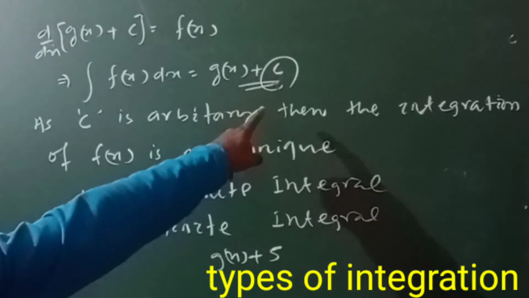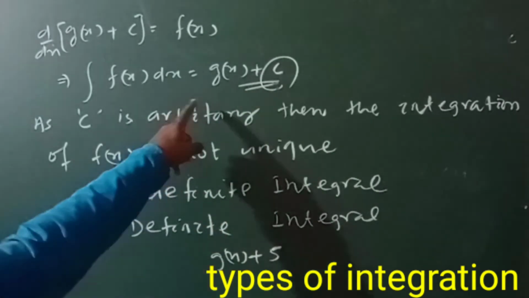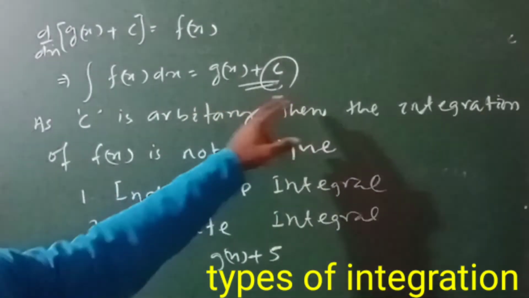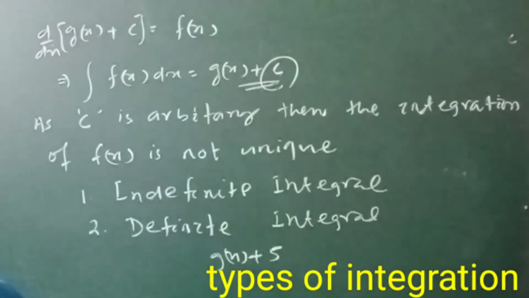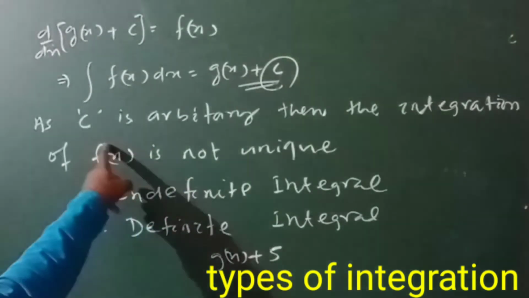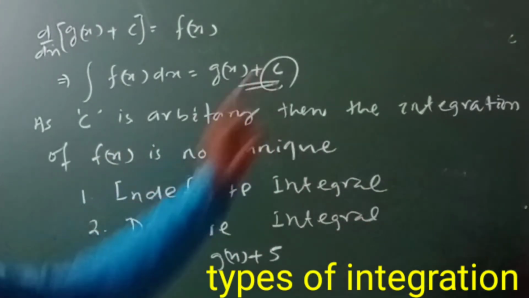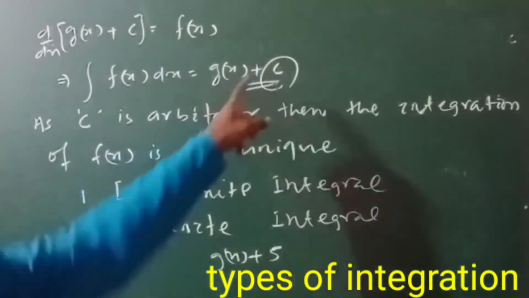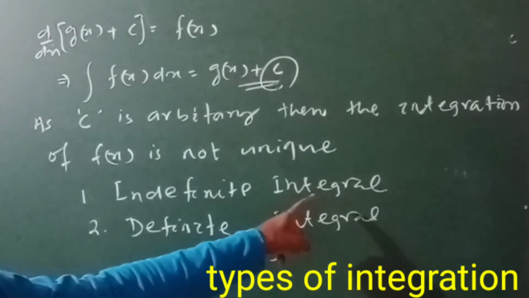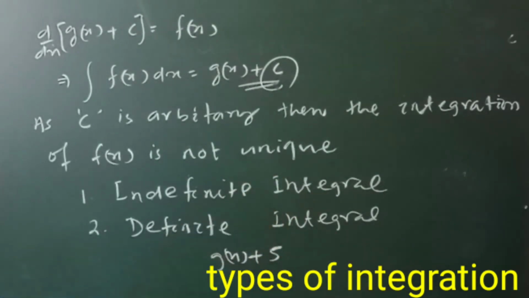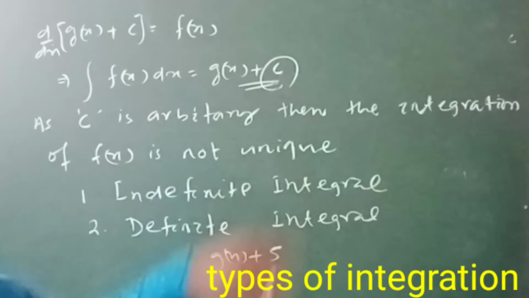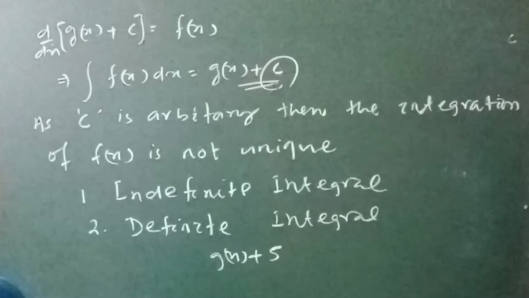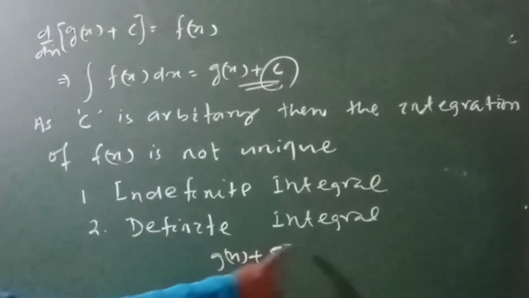As this c is arbitrary, the integration g of x plus c is not unique. That means there are different values of integration. G of x plus c has arbitrarily many values. So as c is arbitrary, the integration is not unique. As the value of c is indefinite, this type of integration is known as indefinite integration, the indefinite integral. And if you put in a particular value for c, suppose 5, then g of x plus 5 is a particular integral. This is known as a definite integral.